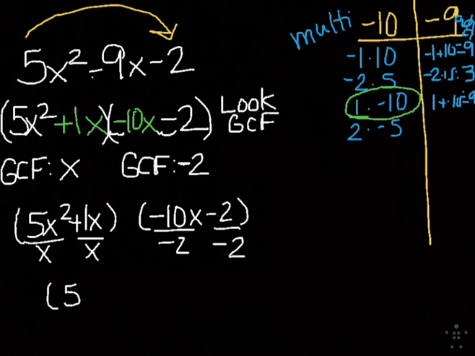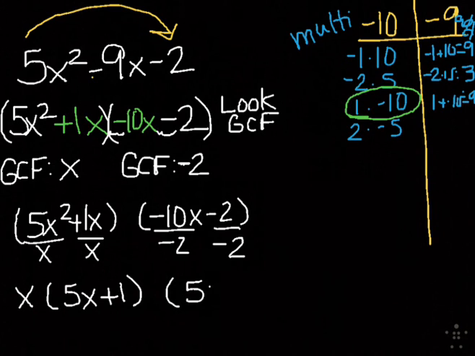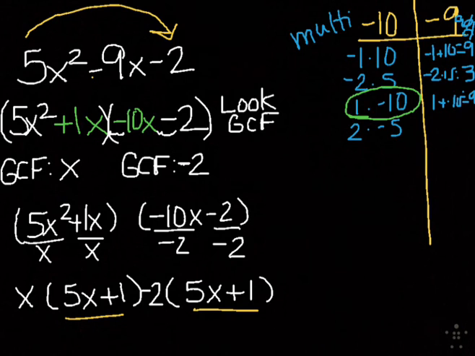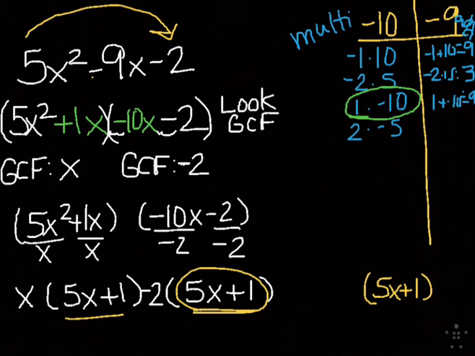So I'm left with 5x plus 1. GCF was x in the front. Here, divided, I'm left with 5x plus 1. GCF was negative 2. So the parentheses are the same. So it's great. We did it correctly. So here, one set of parentheses for 5x plus 1. The GCFs of x and negative 2 go in the same set. So x minus 2. And that's factoring by grouping.